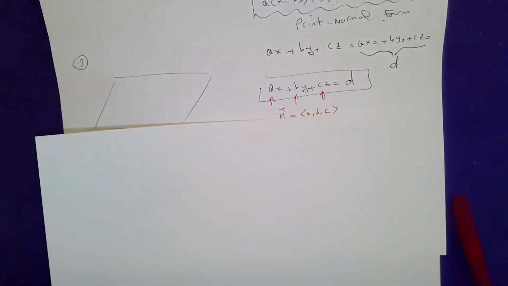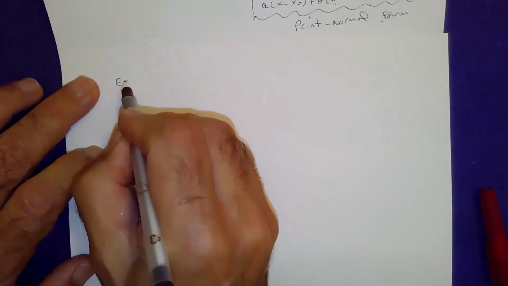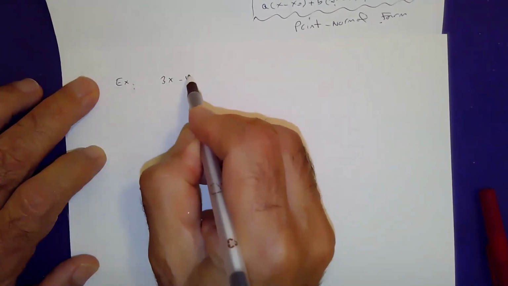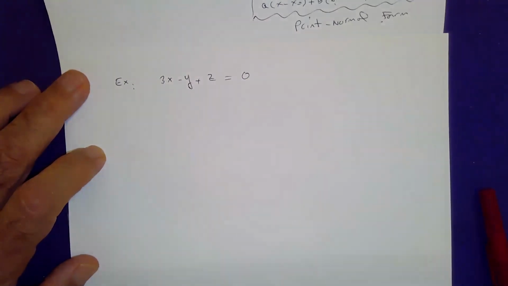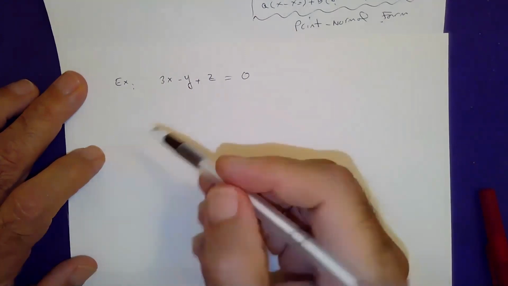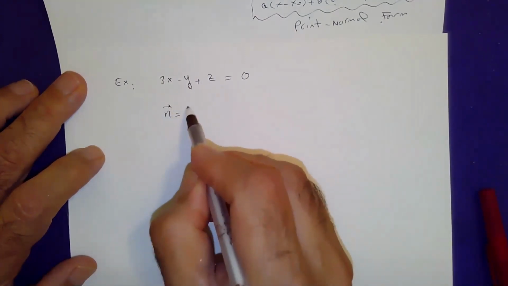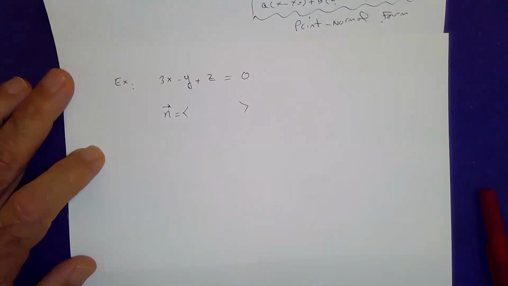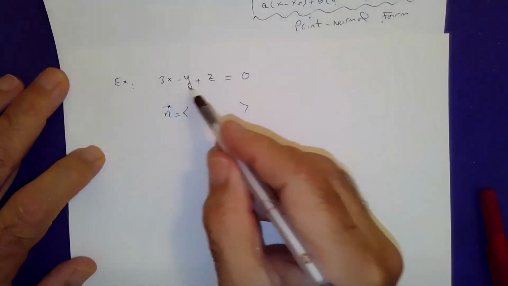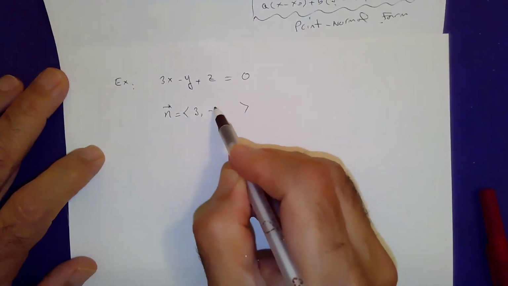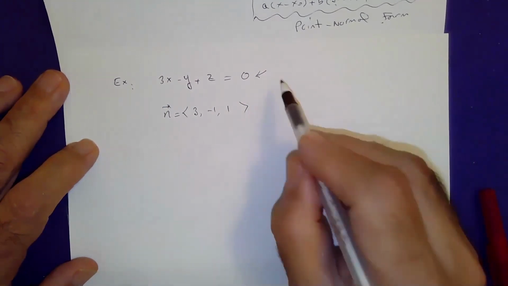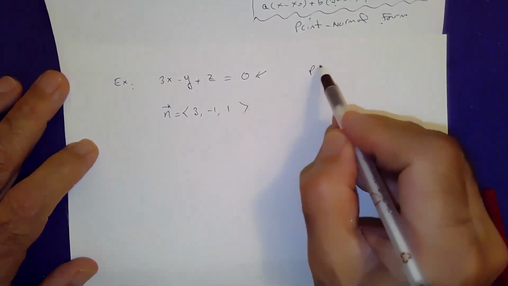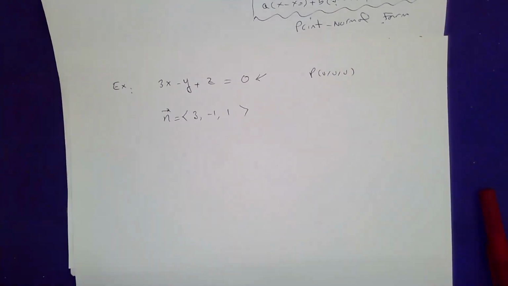Well, suppose, let me get back to this in one sec. I'm just going to do a detour here. Suppose I give you 3x minus y plus z is equal to, say, 0. I should be able to tell just by inspection what the normal vector to this plane is. Well, it's the coefficients of x and y and z, which is 3, -1, and 1. And the fact you have a 0 here just tells you the plane goes through the origin.